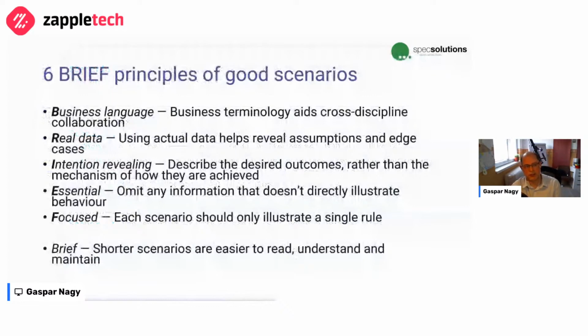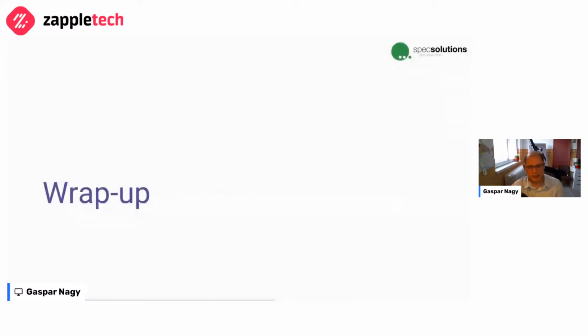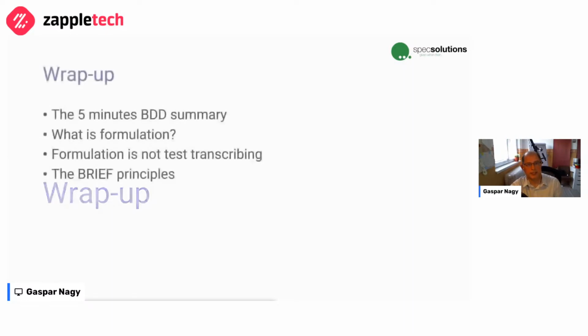Okay, so those were the 6 brief principles of good scenarios. I think we are just good in timing, so let's wrap it up, and then we can open the Q&A. If you have questions, feel free to start preparing that. So as a wrap up, we can say that we have seen these 4 topics that we addressed in today's session. We have seen a brief summary about the BDD process. We were looking into the details of what this formulation activity or process or practice looks like.